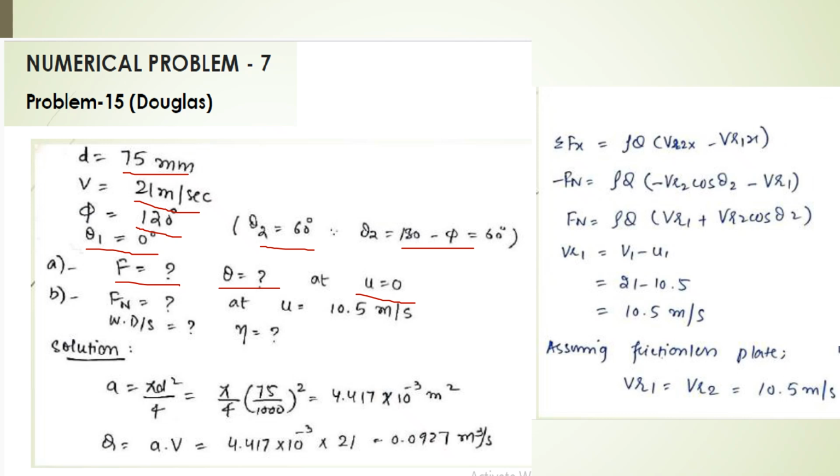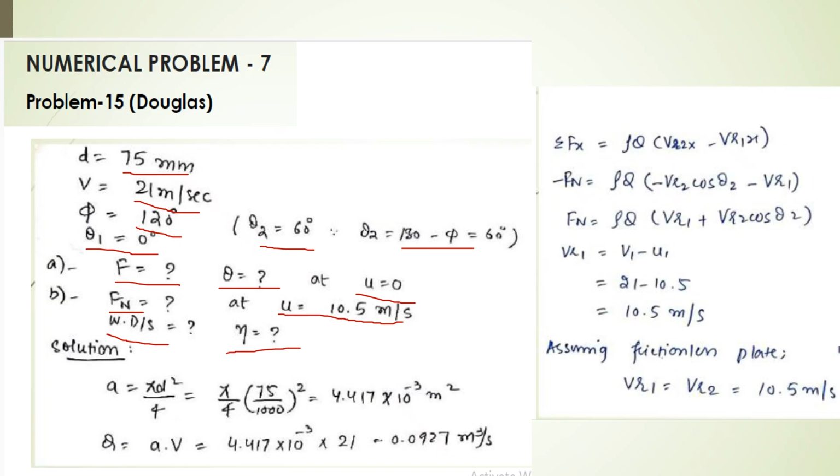And you need to find out the force of the jet, the normal component of the force of the jet, when the bucket is moving with a velocity of 10.5 meter per second. And you also need to find out, in case B, the work done per second and the efficiency. For case A, it's relatively easier.